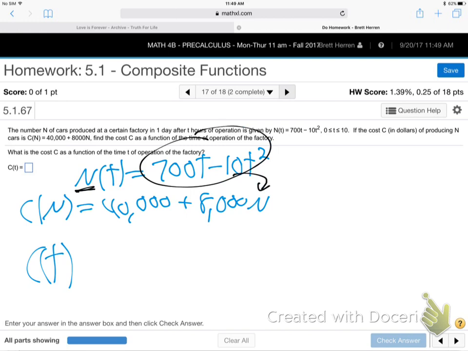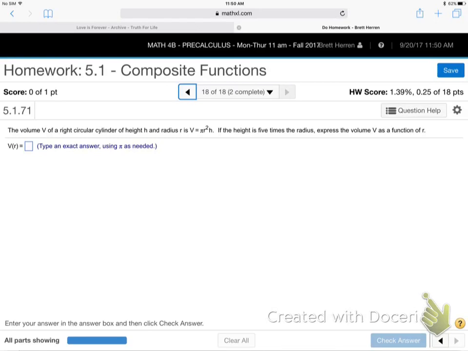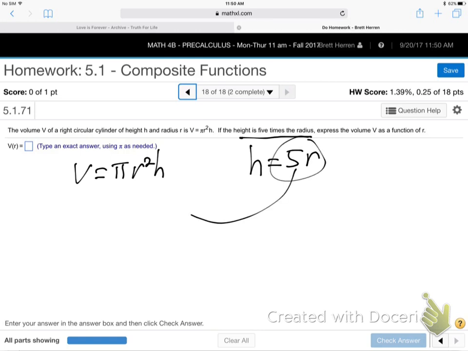So I'm going to move on to the last one. That'll just be plug it in, do the algebra. They give volume is pi r squared h, and the cylinder's height is 5 times radius. Height is 5r. So take that, plug it in. There we go. Those are just plugins. All right.